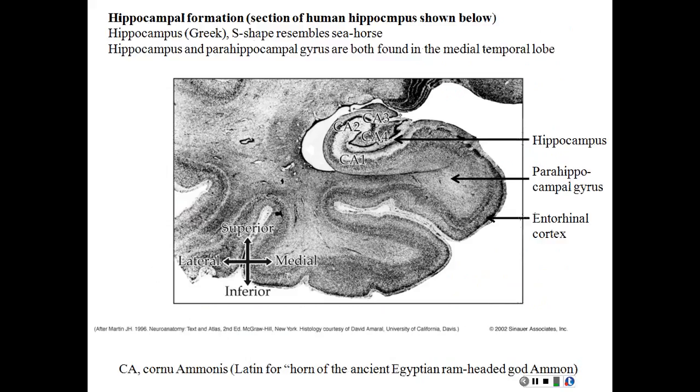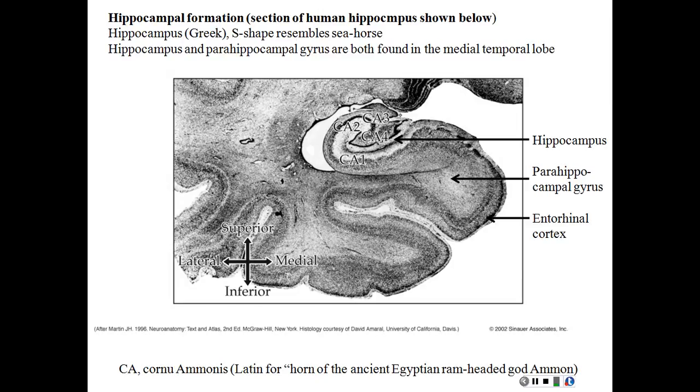The word hippocampus comes from the Greek word for seahorse, and I guess for some early anatomists, the hippocampus kind of reminded them of a little seahorse. I don't know. If you remember the term hippocampus as memory, that's fantastic.